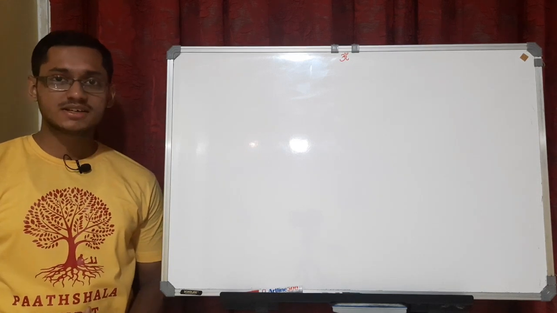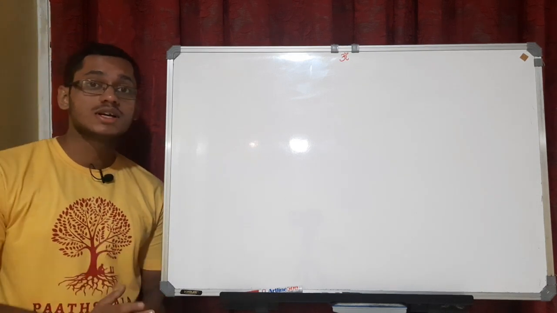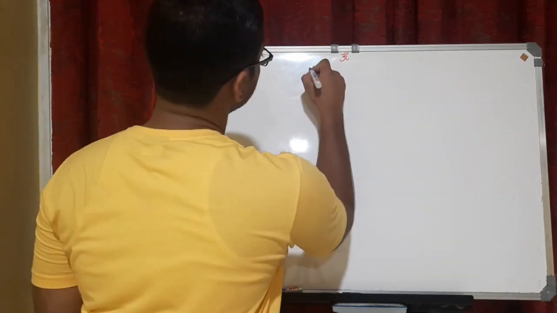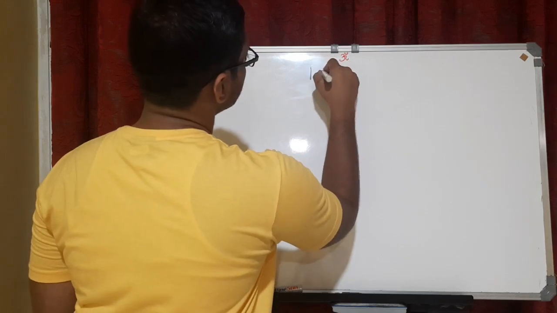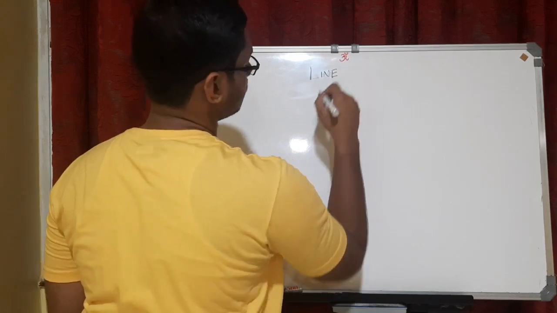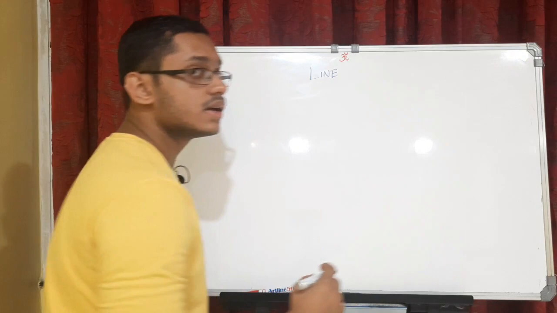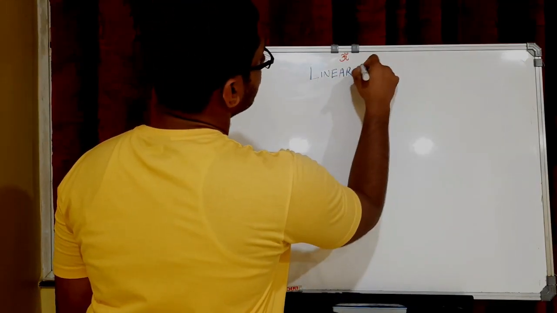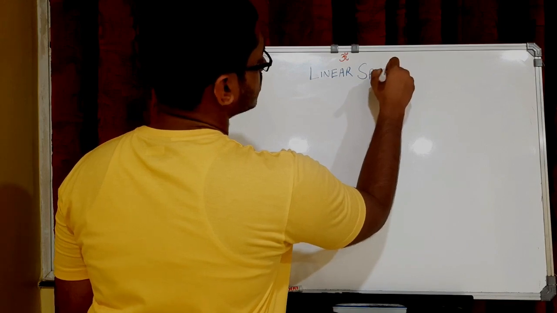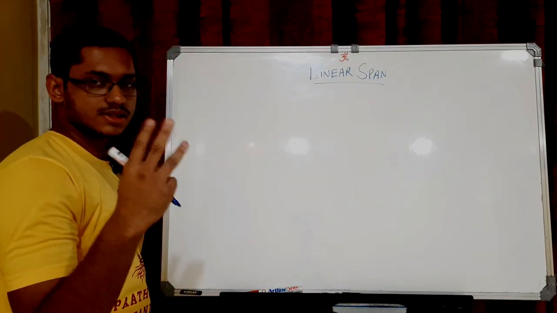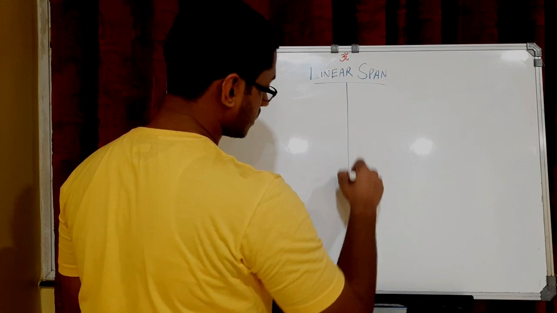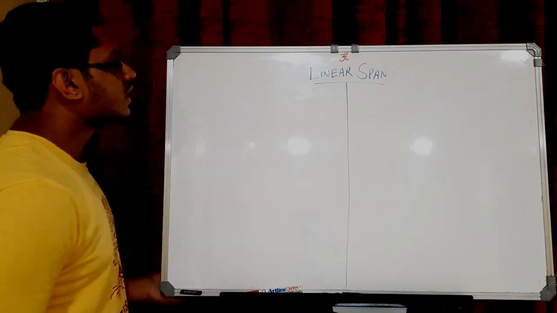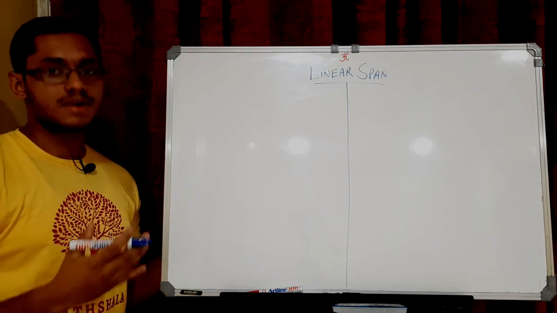I am PAATHSHALA. Today we will learn about linear span. Till now we have learnt about vector subspace. And in that vector subspace we know that three rules are applicable to become a vector subspace. Before that we learned about vector space where 10 rules are applied. Now we will learn about linear span.